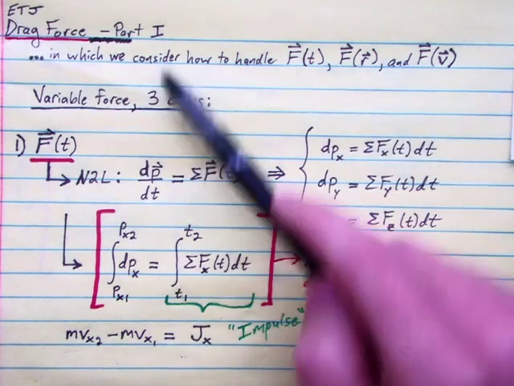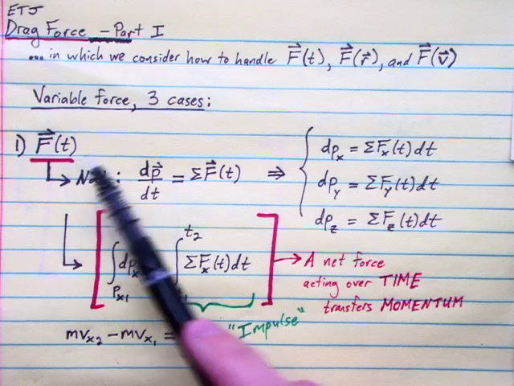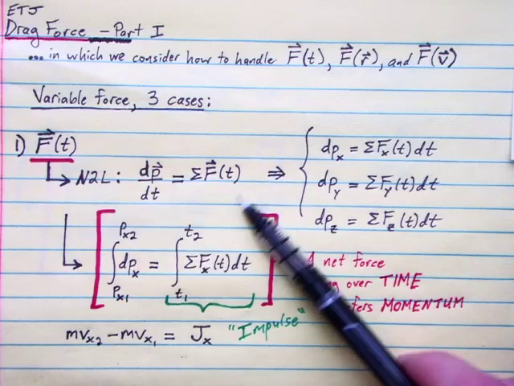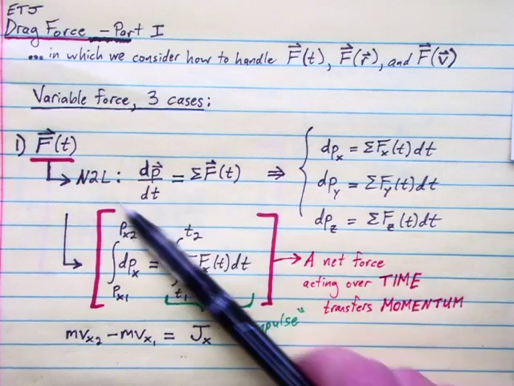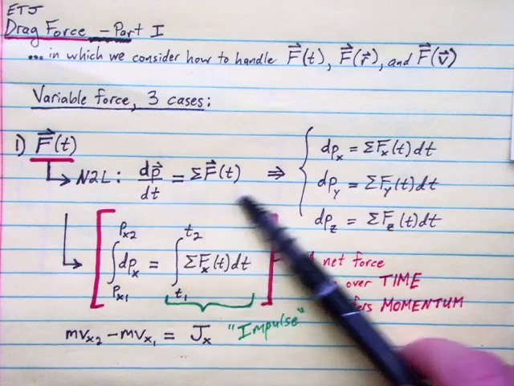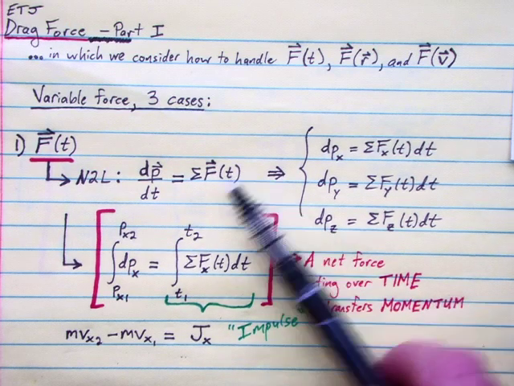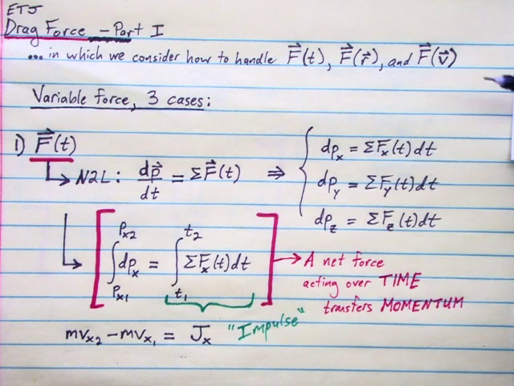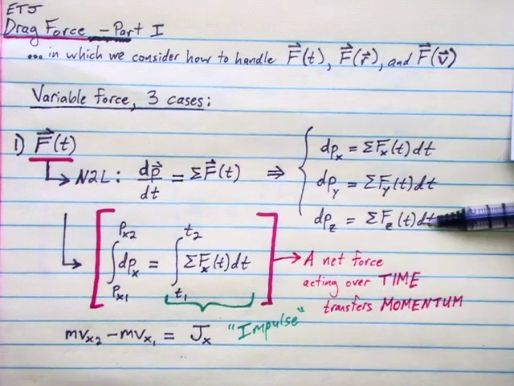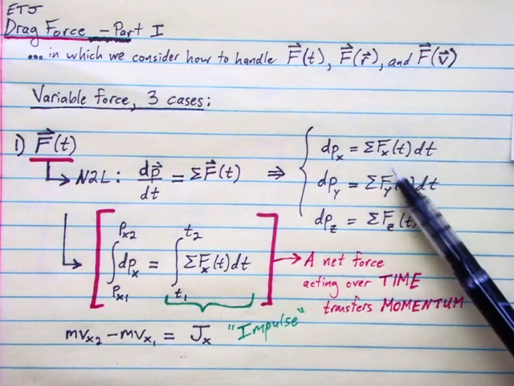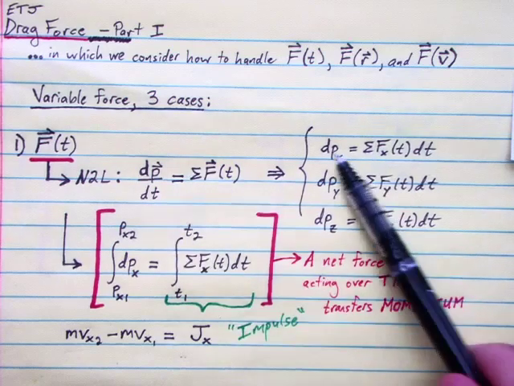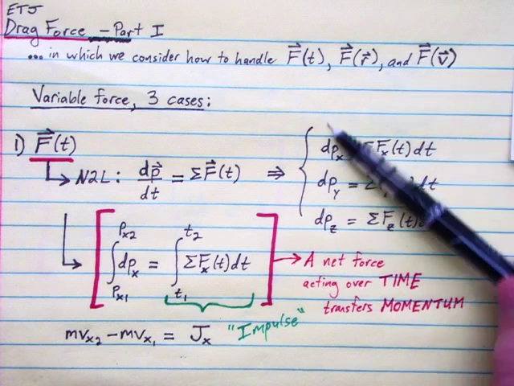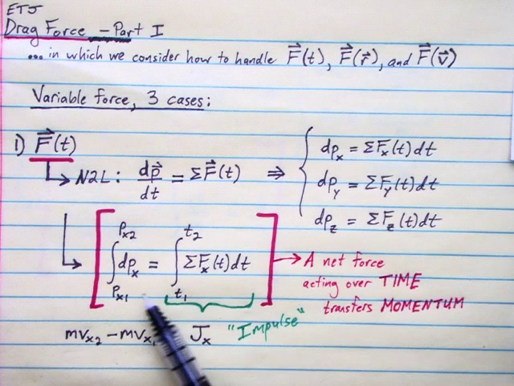First case, what if your force is a function of time? Then your best asset is Newton's second law. In this form, indicating that the rate of change of an object's momentum is equal to the net force on the object. It's a vector equation, so really we could represent it as three separate equations, one for the x component, one for the y component, one for the z component. You can see I'm sort of turning this derivative into an integral here. Let's pick out just the first equation here, just the x direction, integrate both sides, and that gets us here.